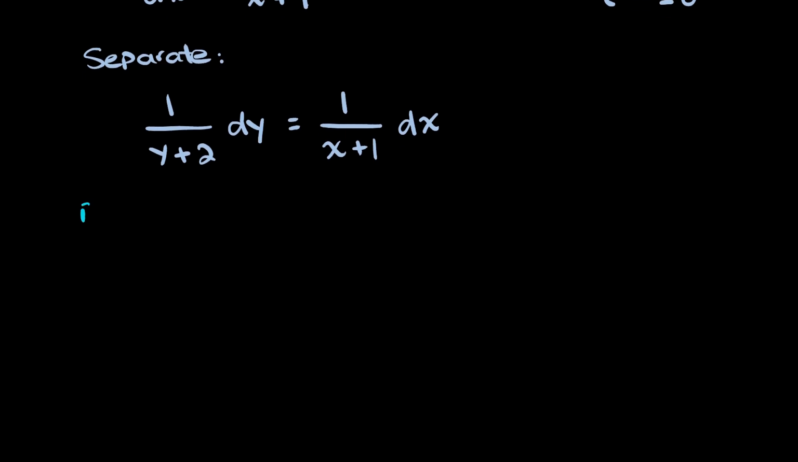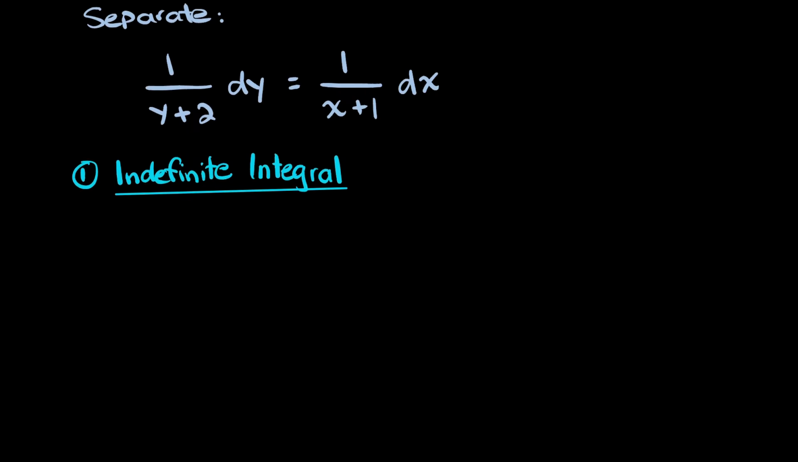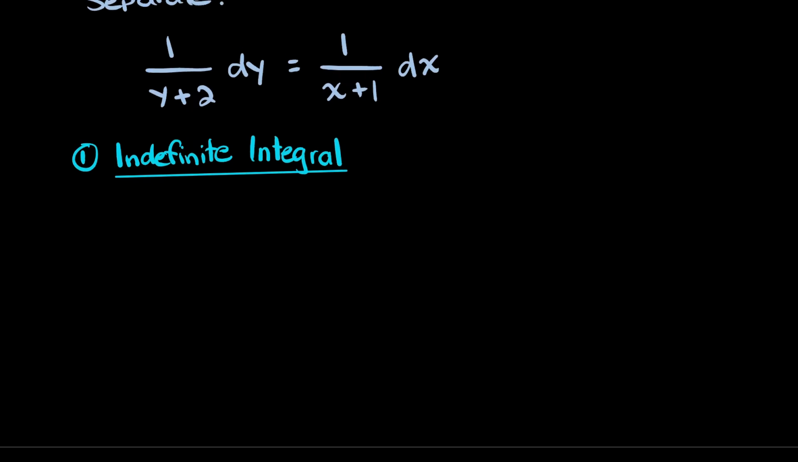So the first approach uses an indefinite integral. So for the indefinite integral, what we're doing simply is integrating this as it's written. So we're going to integrate one side with respect to dy, and the other side we're integrating with respect to dx.